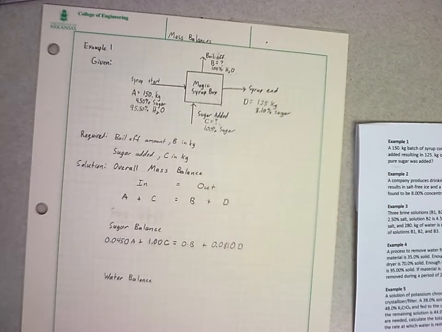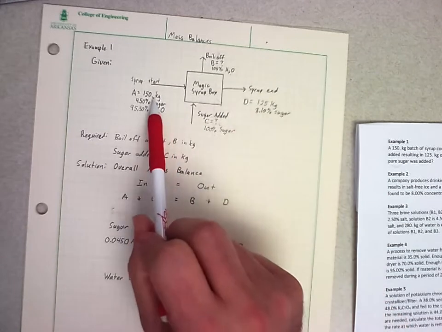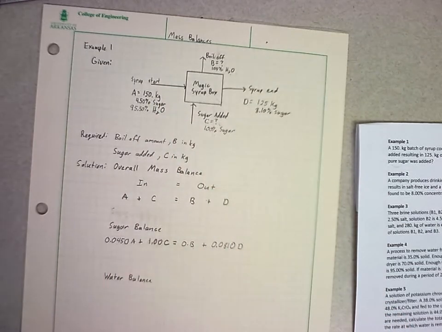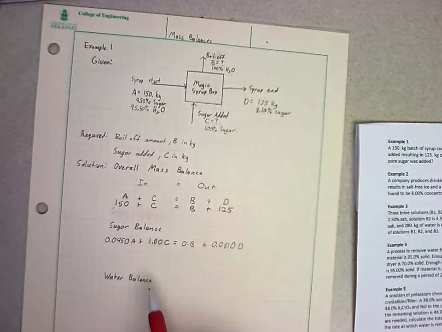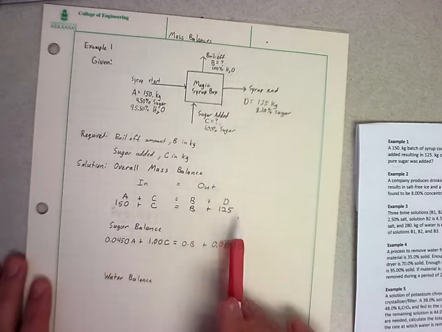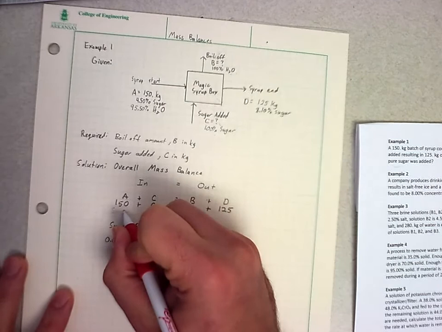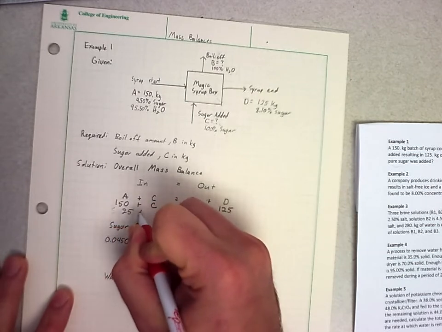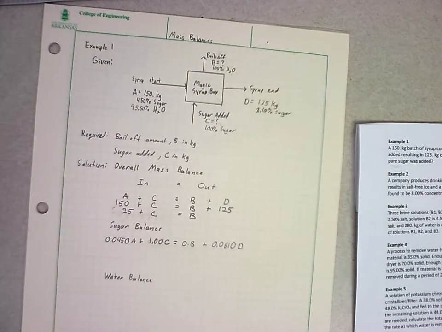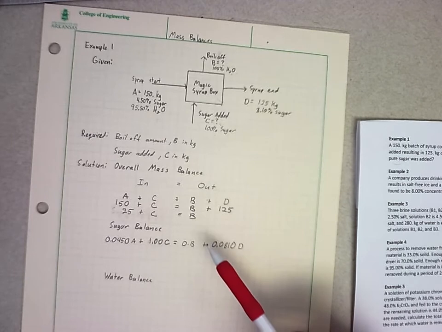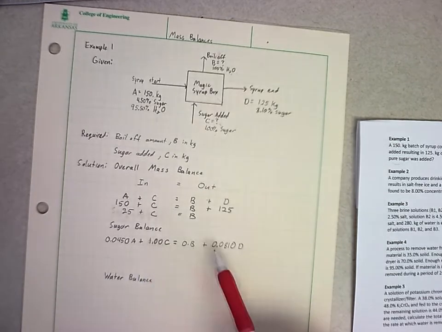The other thing I could do that I haven't done yet is go ahead and put in the other things that I do know, which are the values of A and D. So I'm going to do that up above in the overall mass balance and apply that to the sugar balance to simplify those two equations. So I can put in the 150 for A and the 125 for D. And then I could also simplify that down by subtracting 125 from each side, and I can know that 25 plus C is going to have to equal B. But again, these are simplifications that I don't necessarily have to deal with. I can do the same thing with the sugar balance.